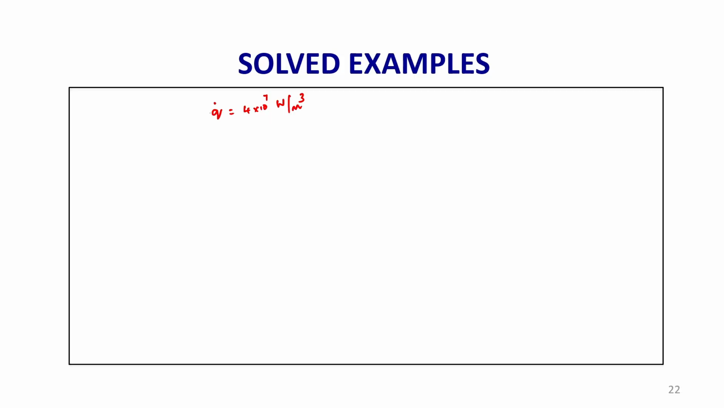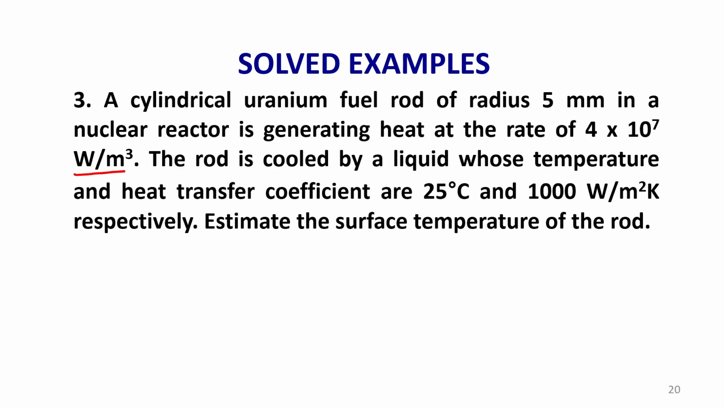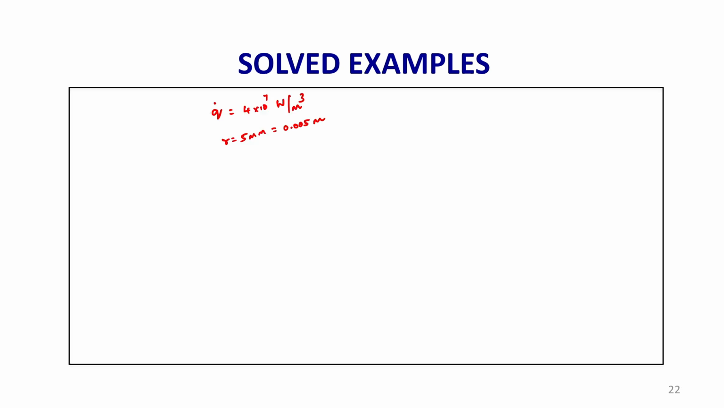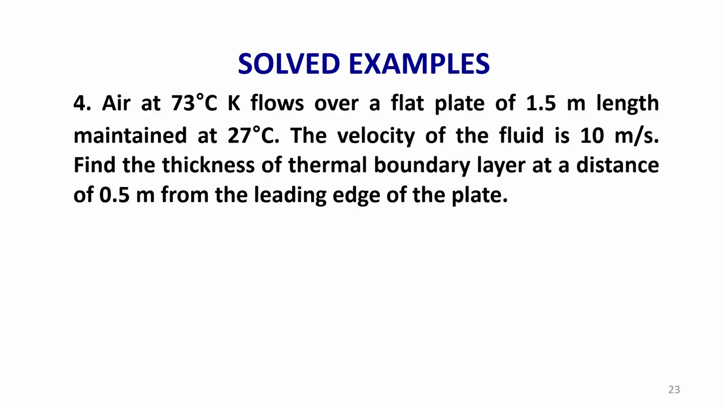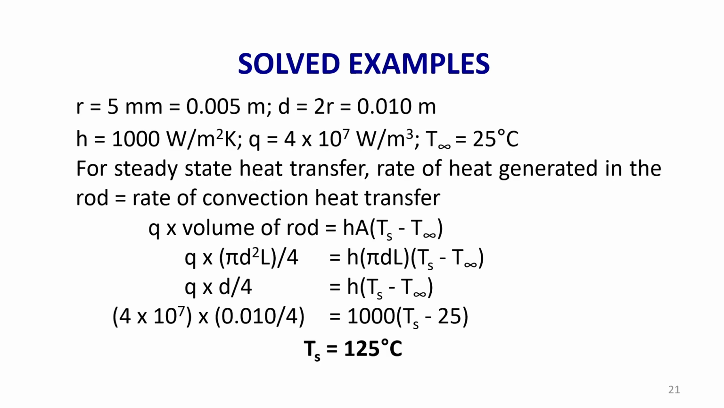Radius is given as 5 millimeter, R is equal to 5 millimeter, 0.005 meter. Okay. H is given as heat transfer coefficient. The rod is cooled by a liquid whose temperature and heat transfer coefficient are 25 degrees centigrade and 1000. So, the temperature is given as 25 degrees centigrade and heat transfer coefficient is 1000 watts per meter square Kelvin. Okay. And I think we have written all the data.